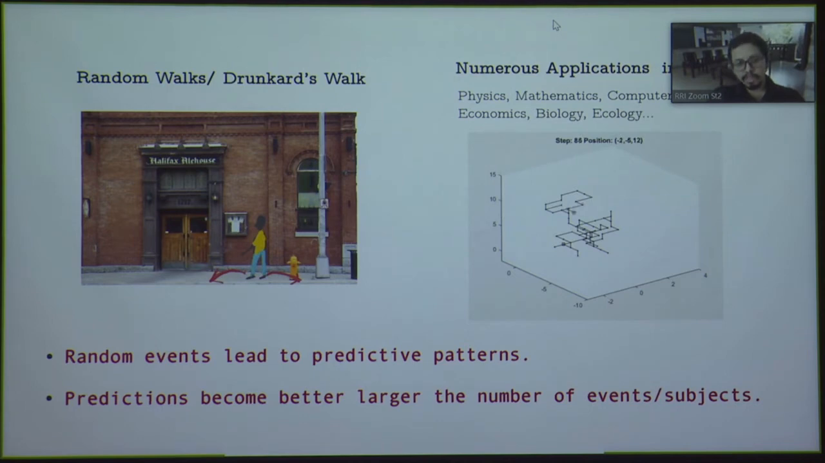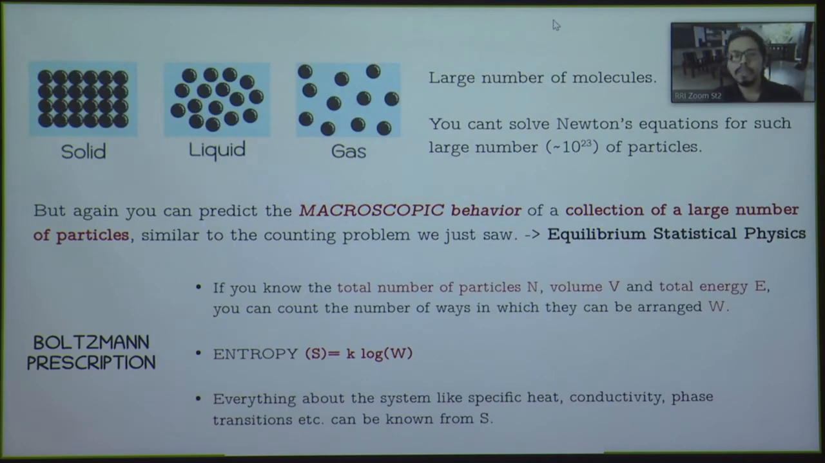So the takeaway message from here is that random events lead to predictive patterns, and these predictions become better the larger the number of events or subjects. Okay, and from there I'll quickly jump to something which is closely related to statistical physics.